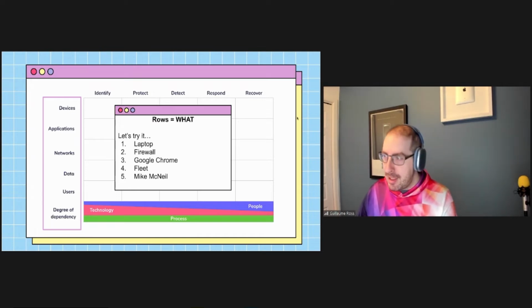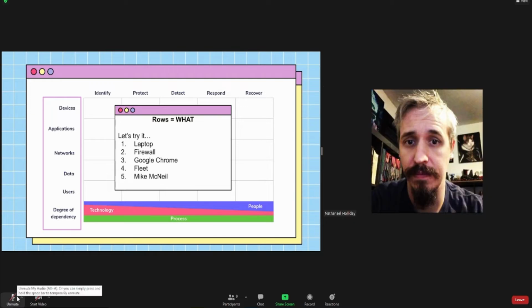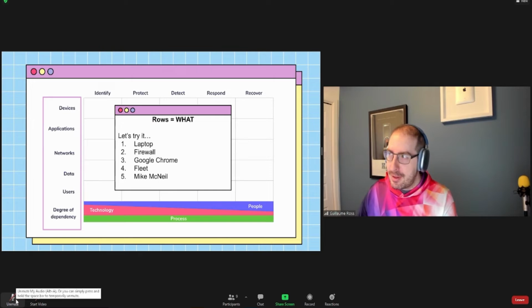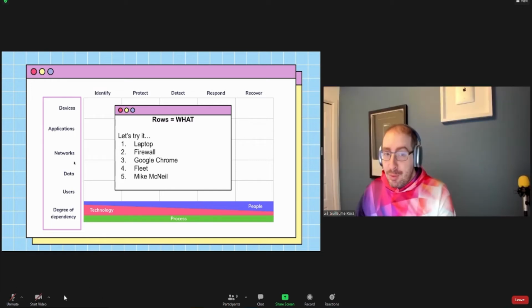So can someone tell me where they think a laptop would fit in these rows? Noah, where do you think a laptop fits? Devices. Oh, all right, Nathan. Yeah, devices. You're totally right. So the laptop is a device. That's an easy one. It's very obvious. What about the firewall? Networks, yeah, or data. So that's where it starts being a little bit more complicated, right?